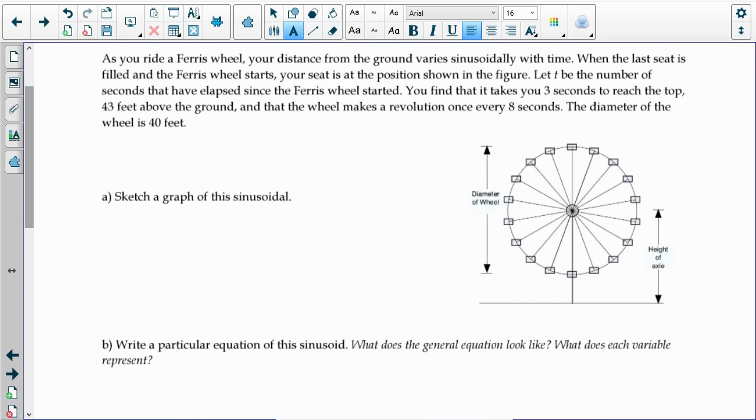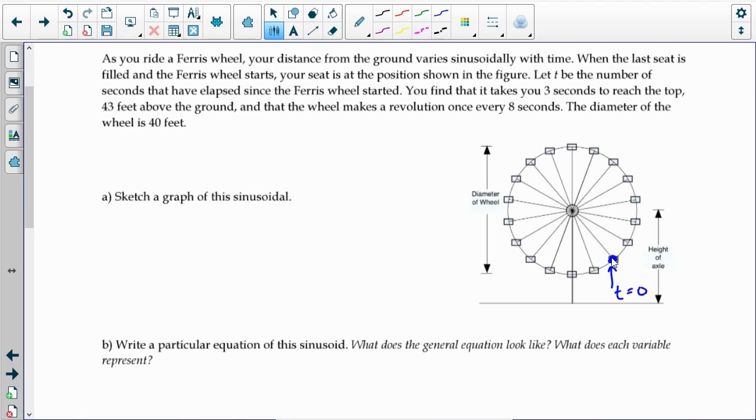When the last seat is filled and the Ferris wheel starts, your seat is at the, well, it doesn't actually tell us, but our seat is somewhere around here. So basically what happens is we're not starting at the very bottom in this problem. Let t be the number of seconds that have elapsed since the Ferris wheel starts. So this will be our t equals 0 point.